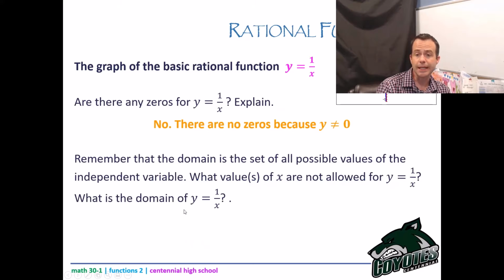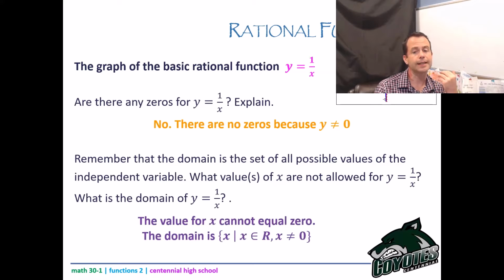Remember that the domain is the set of all possible values of the independent variable. So it's all the x values. What values of x are not allowed? We've discussed that. X can't be 0. So what is the domain of y equals 1 over x? Well, if we were going to build it in set builder notation, we would say squiggly bracket, all the values of x such that x is a member of the reals, comma, x can't equal 0. So we say x can be anything we want except 0. That's essentially what we're saying with that domain.